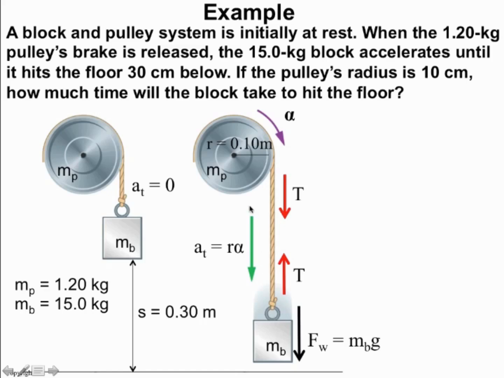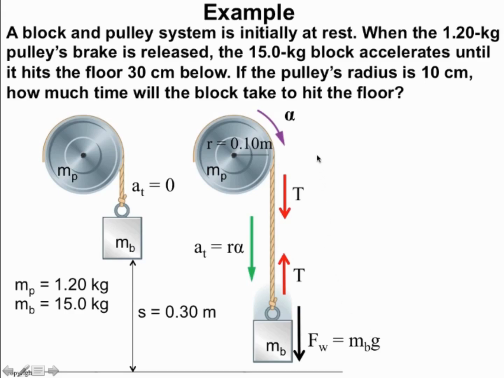Then, as we've learned in an earlier section, tangential acceleration equals r alpha. We know that this proportion is true. We've derived it before. Tangential acceleration equals r alpha. And that's this green vector here, the tangential acceleration. Now notice we also have Fw equals mb g. We always know that weight is mg. So the mass of the block times g will give us the weight.